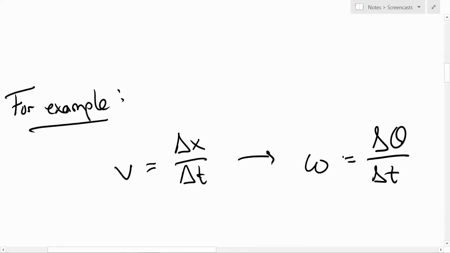We define velocity as the rate of change of position, delta x over delta t, or in a calculus sense, dx dt. Angular velocity we'll define in an almost identical manner. We'll replace the linear variable with the rotational variable. So angular velocity will be the change in the angle over the change in time, or the rate of change of angle in a calculus sense.